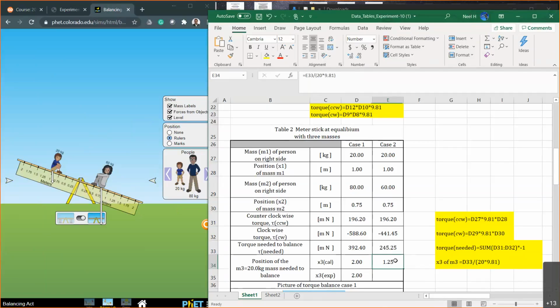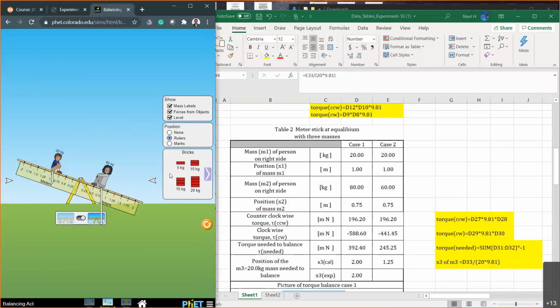Now we can test it out. Let's take a look by using the 20 kilogram object. If I put it here, not enough, not enough, not enough. If I bring it to 1.25, it can actually level. So our calculation is exactly correct.